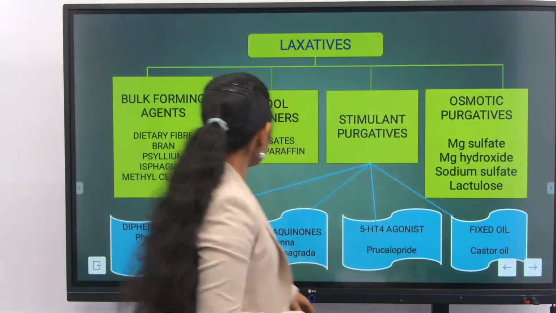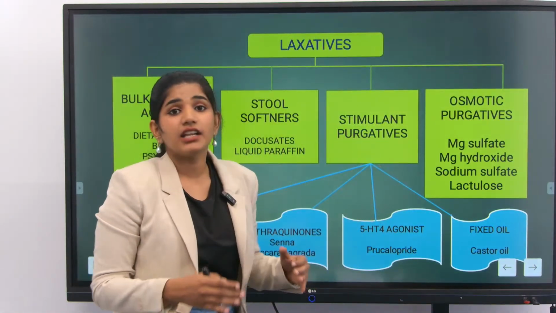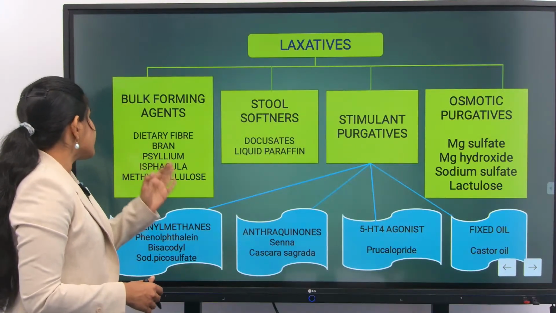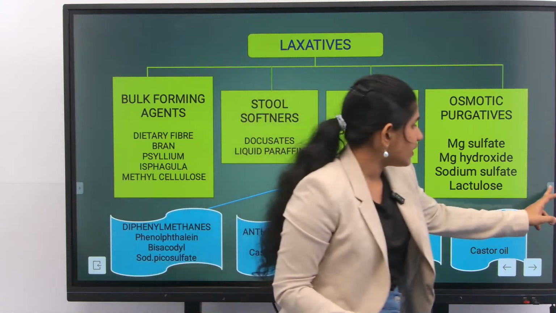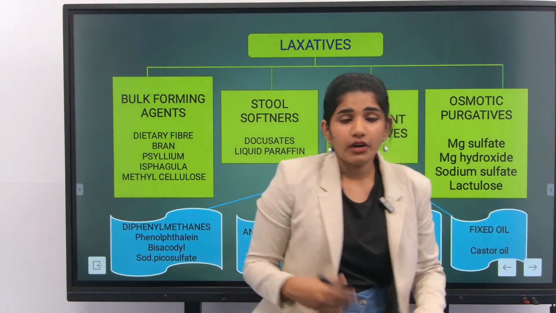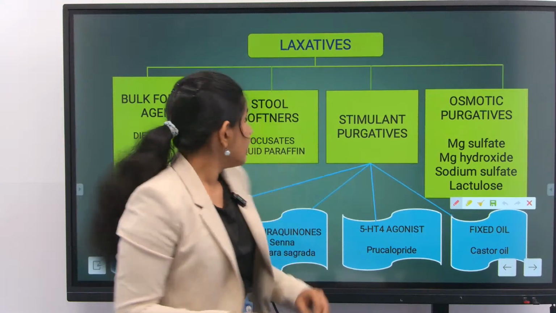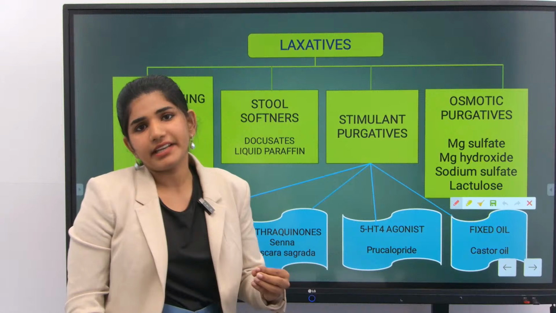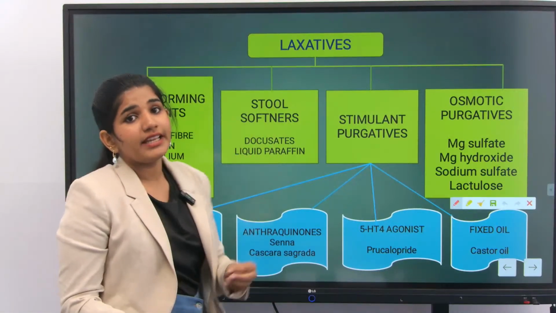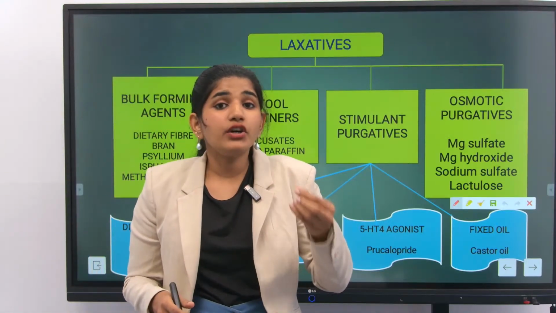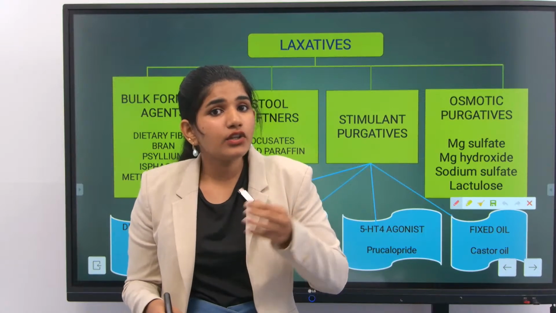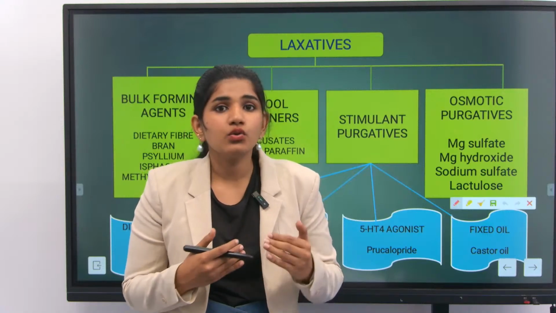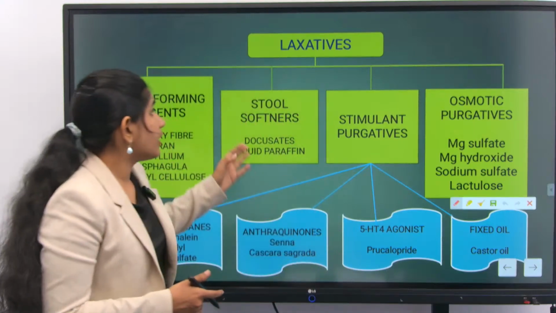Okay. Now, which are the drugs coming under the laxatives? We can go for bulk forming agents, that is dietary fibers, bran, psyllium, ispagula, methylcellulose. When a pregnant lady comes, we first prefer these bulk forming agents like dietary fibers. This type of drug is more safe in pregnancy. Stool softeners allow water to enter into the stool. When water enters the stool, the stool becomes soft and is easy to pass. In such a condition we can use stool softeners.